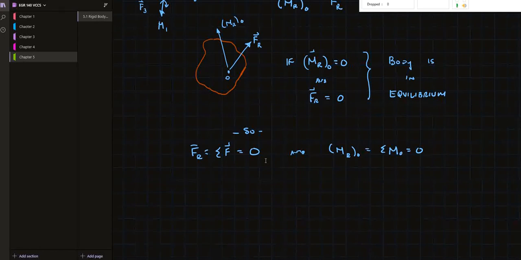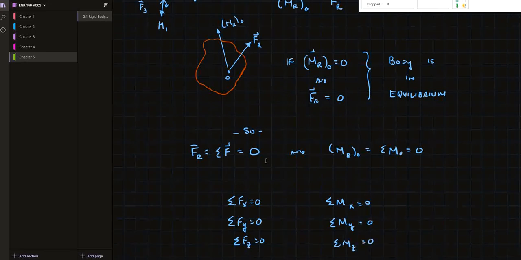Further, we can recognize that this means that the sum of your forces in your x direction equals 0, the sum of your forces in your y direction equals 0, and the sum of your forces in your z direction equals 0. Likewise, it means the sum of your moments in the x direction equals 0, the sum of your moments in the y direction equals 0, and the sum of your moments in the z direction equals 0.